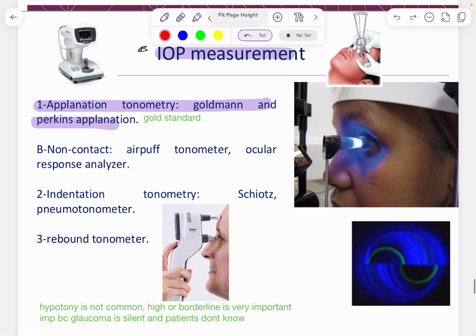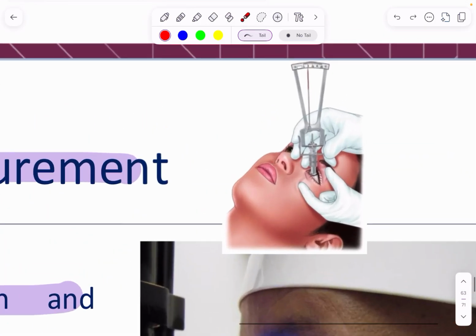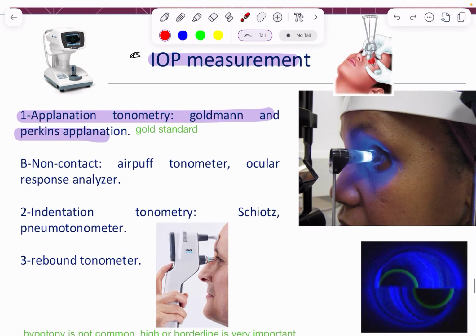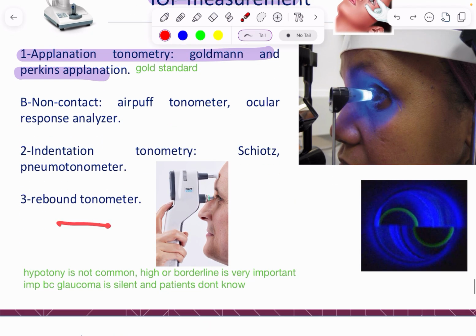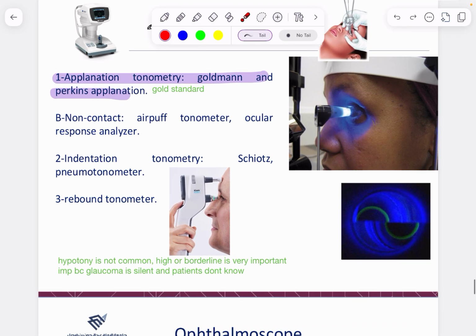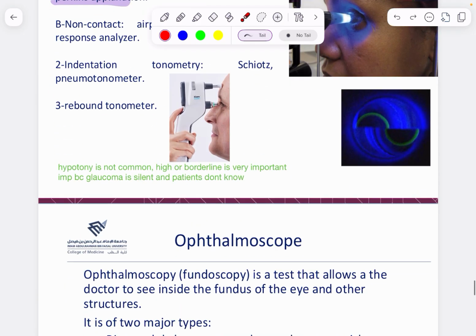Indentation is roughly the same idea. It's like a weighted instrument and it's going to press down on the cornea and we're going to measure the intraocular pressure. You also have the rebound tonometer, which looks like this. He also mentioned that hypotony is not common. So this is aimed at higher borderline patients. Why? Because glaucoma develops very silently and usually the patient doesn't feel it.